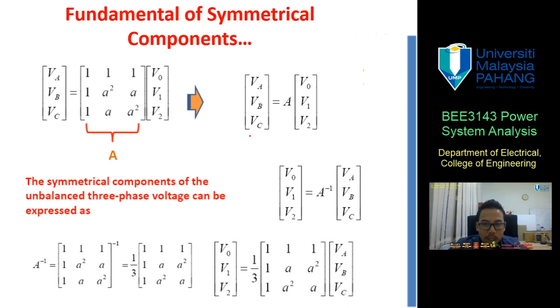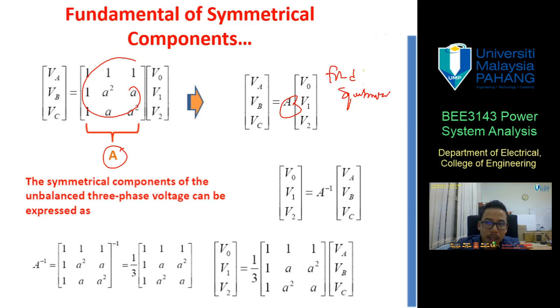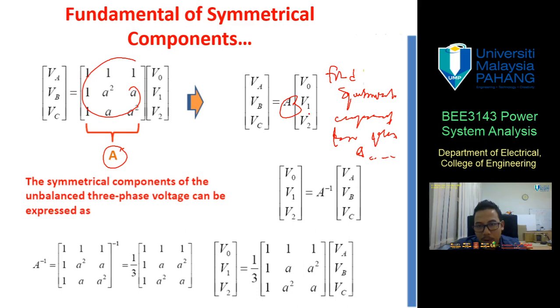There's nothing new here, but let's say this matrix we assume is A. If the question asks you to find the symmetrical components for phase A, you need to find the right matrix, which is V0, V1, V2. So what you do is take the basic matrix and you inverse it. Okay, you just inverse it.